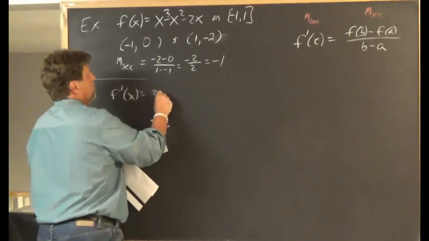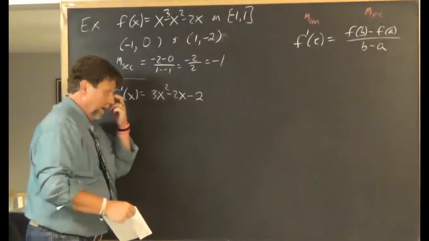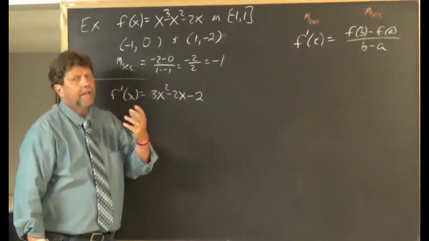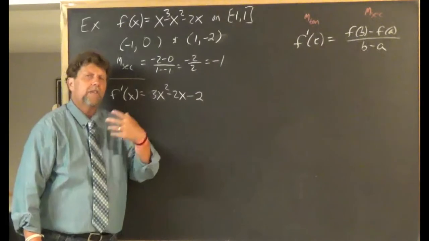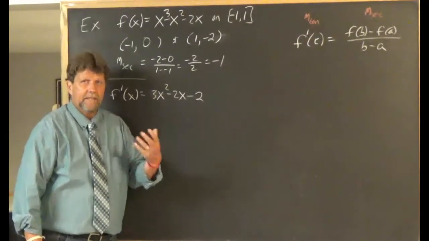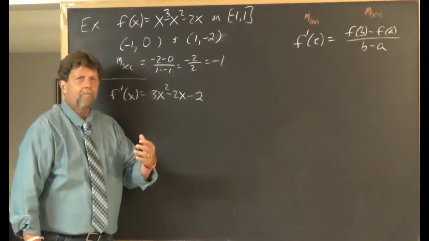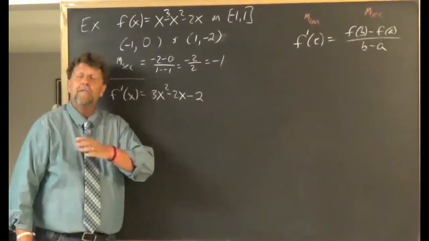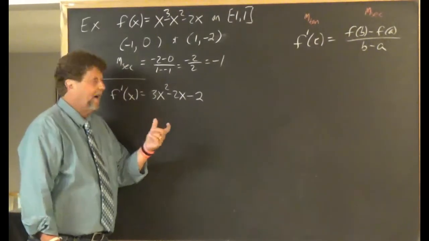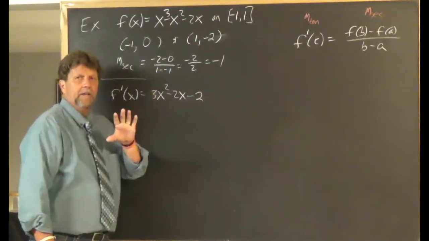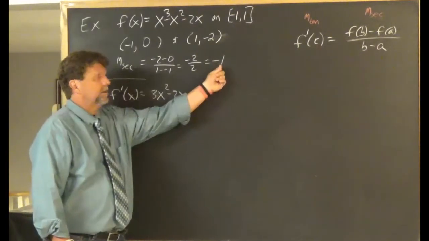And the derivative is 3x squared minus 2x minus 2. Now, technically speaking, the mean value theorem says you want to find all c such that f prime of c is equal to the average rate of change, the slope of the secant line. But I don't care if you call it c or you call it x. That's irrelevant. You want to find where the derivative, I'm going to leave it as x's, equals -1.